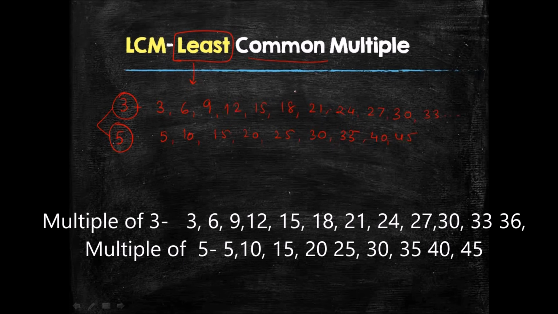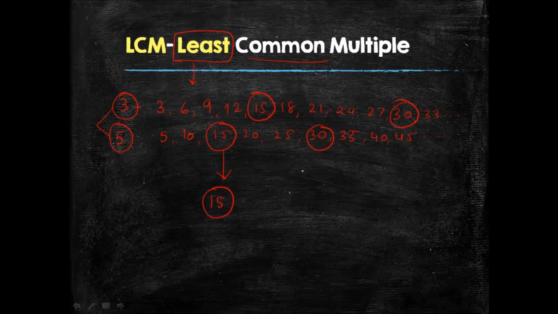So let's find out what the common multiples of both are. The common multiples would be 15 and then 30, but we have to find the least common multiple. So the least common multiple would be 15. We cannot find the highest common multiple because it will be infinite. That is why it is the least common multiple. I hope now you understand the term LCM fully.